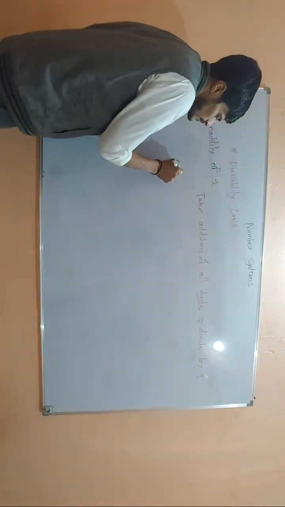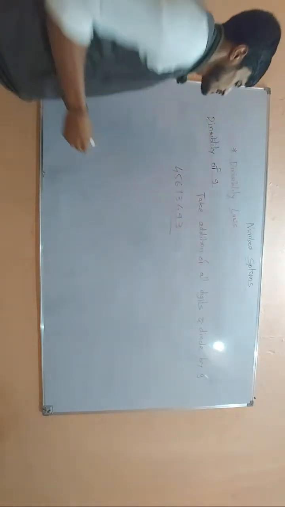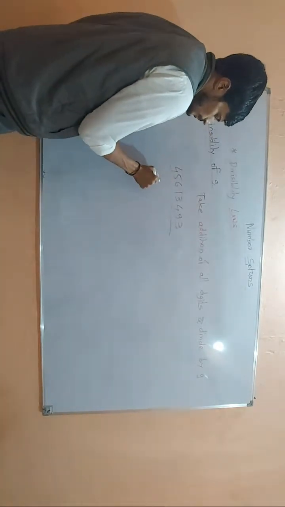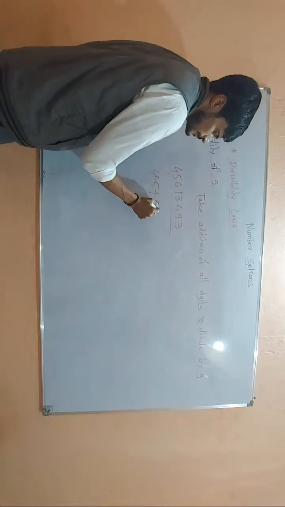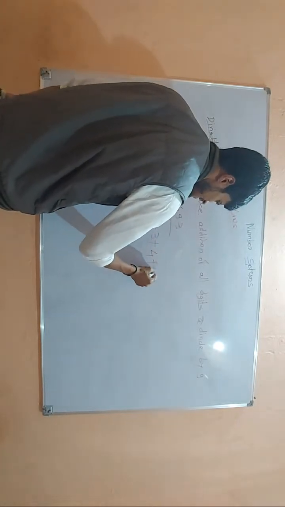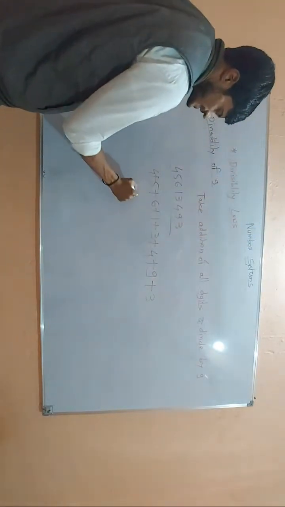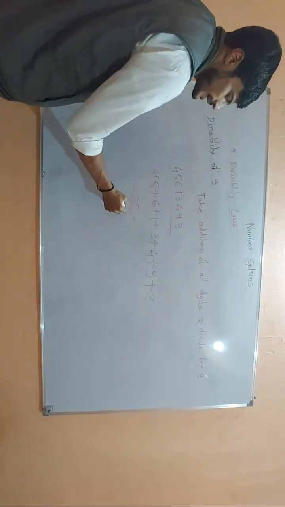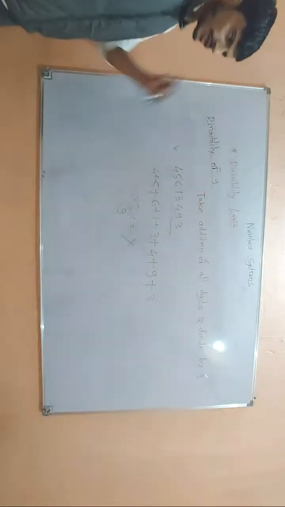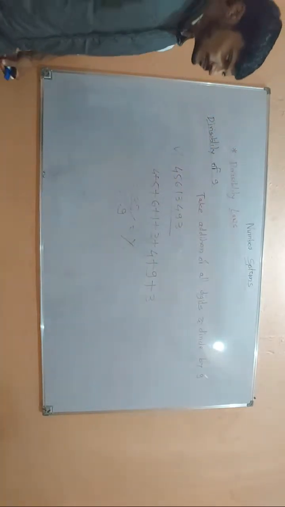So let us take one example, 4, 5, 6, 1, 3, 4, 9, 3. So that is the number. You have to check whether it is divisible by 9 or not. So if you take the summation here, 4 plus 5, 9 plus 6, 15 plus 1, 16 plus 3, 19 plus 4, 23 plus 9, 32, 32 plus 3, that is 35. 35 divided by 9, which is not divisible. Hence you can mention here, this number is not divisible. If you go with the regular method, also it will not be divisible by 9.